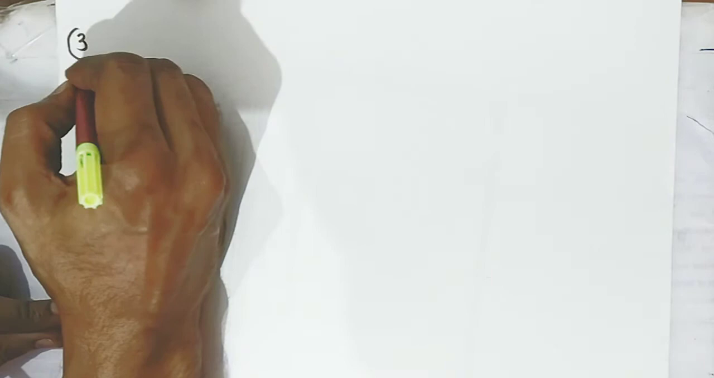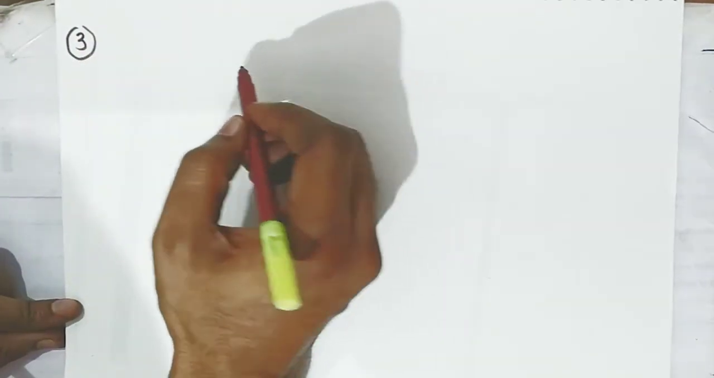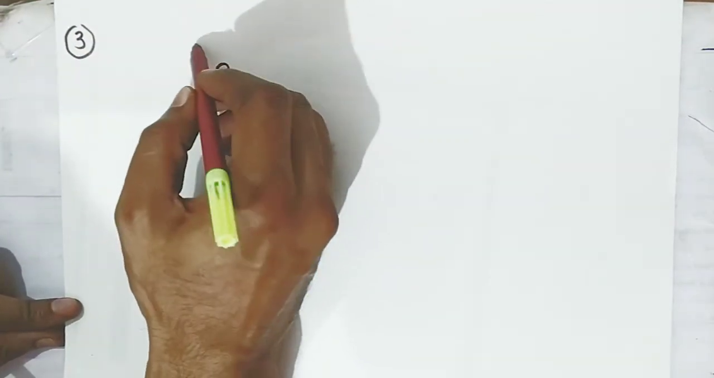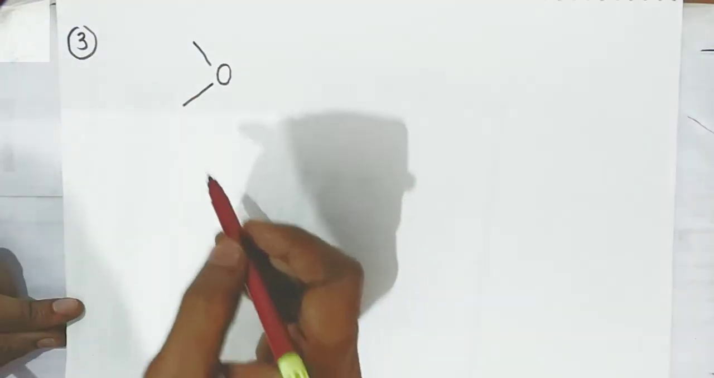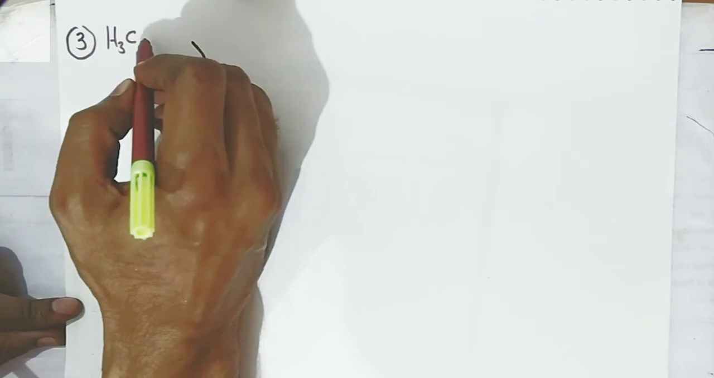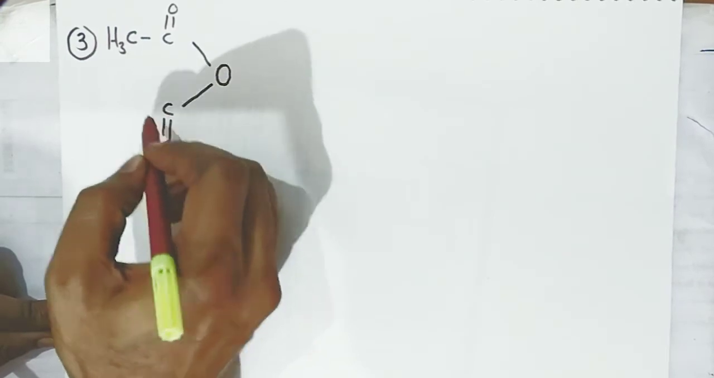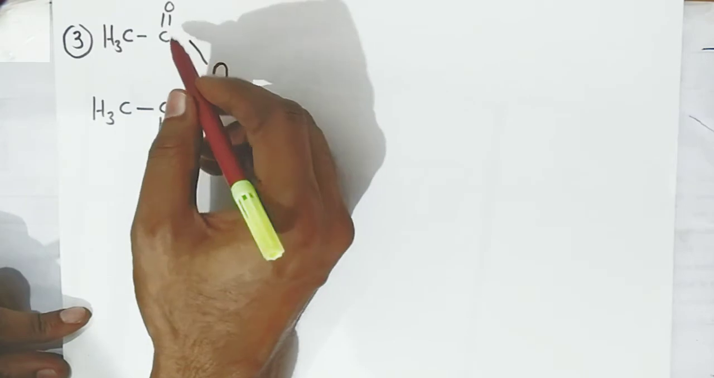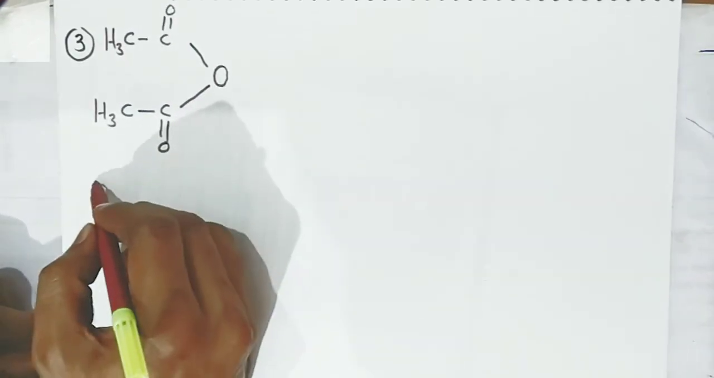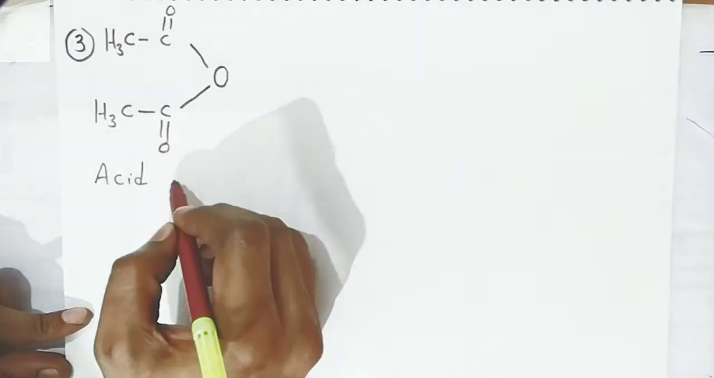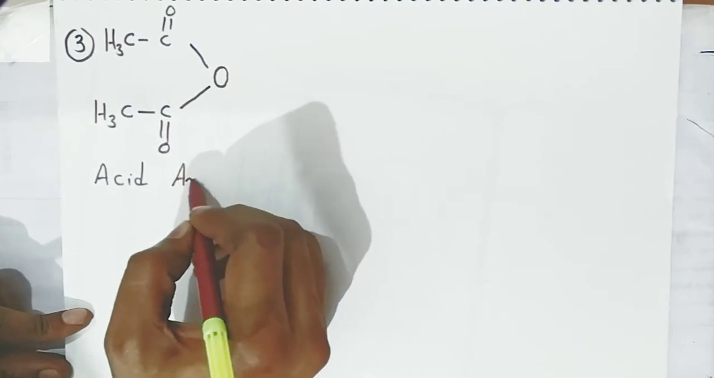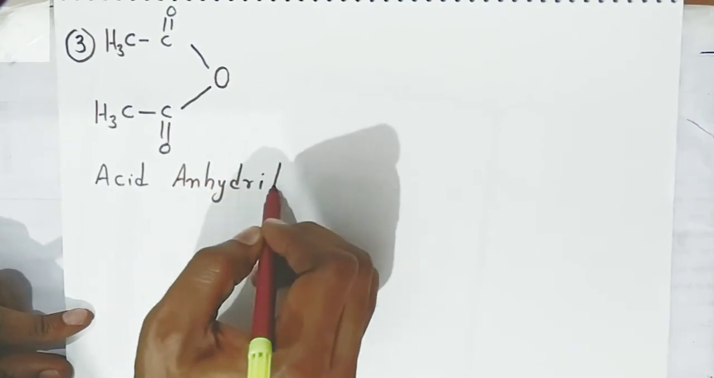Third raw material, students, we call acid anhydride. Here the oxygen has 2 valencies. These 2 valencies are occupied by an acetyl group. This is an acetyl group, and again there is an acetyl group here also. This is the oxygen. Oxygen has 2 valencies. When it is occupied by 2 acetyl groups we call it acid anhydride. Because there is a removal of a water molecule from the acid, we call it acid anhydride.